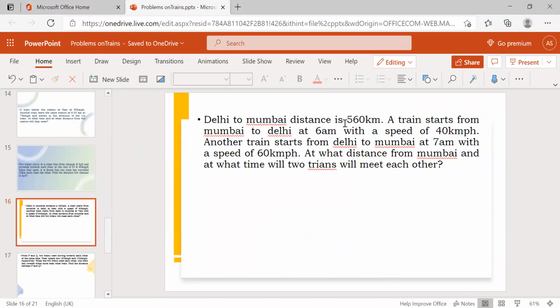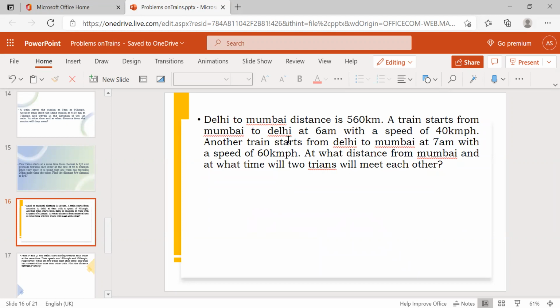Delhi to Mumbai distance is 560 kilometers. A train starts from Mumbai to Delhi at 6 a.m. with a speed of 40 kilometers per hour. Another train starts from Delhi to Mumbai at 7 a.m. with a speed of 60 kilometers per hour. At what distance from Mumbai and at what time will the two trains meet each other?